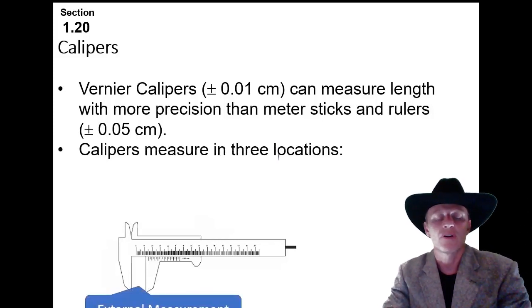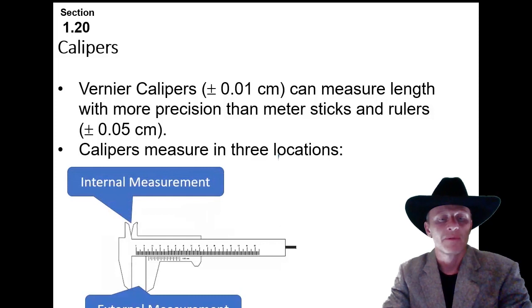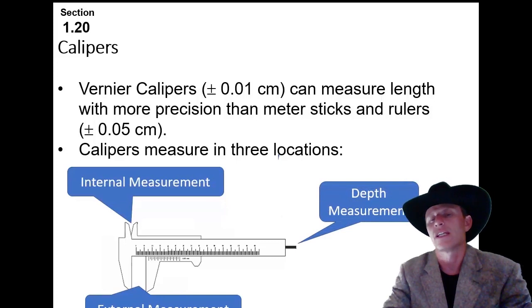You can clamp onto something, maybe the thickness of a board, or you can pull the clamps apart, maybe the inside diameter of a washer. And you can actually even measure how deep a hole that you're drilling is with a depth measurement. So those 3 locations are used, and you read it the same exact way.